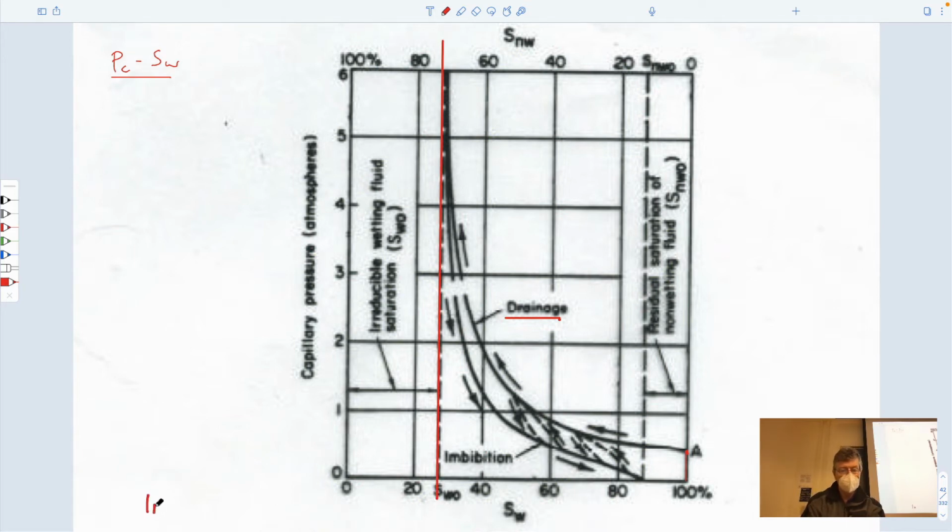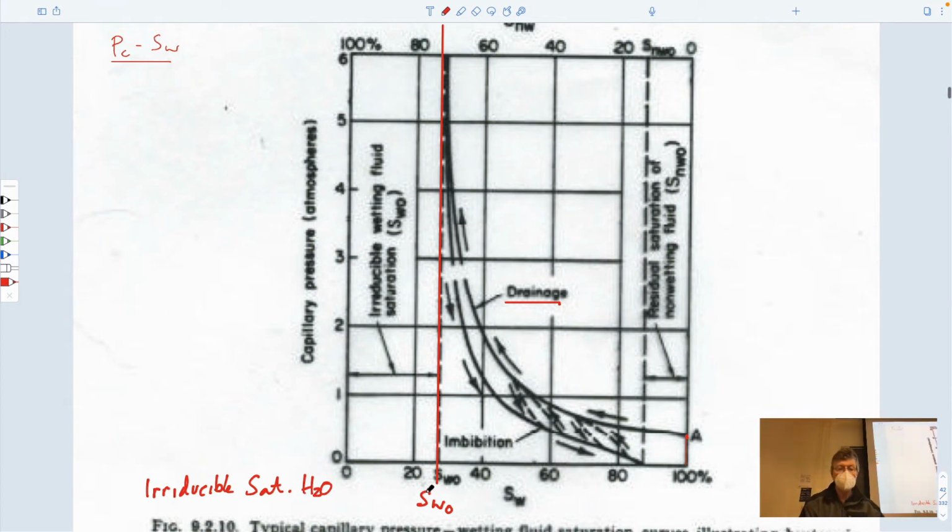the irreducible saturation of water, SW0, which you see written right here. And this is saying, try as you might, you can't get more of the water out of the system than this. And the water is our wetting phase in this particular case. So you go up to here.